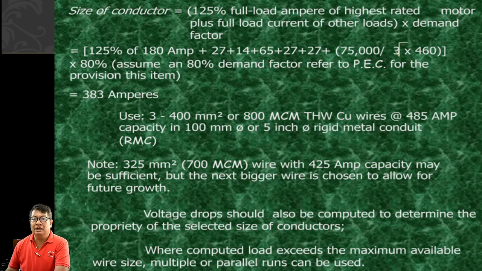Unang-una, to determine the size of the conductor, again, we have 100% full load ampere of the highest rated motor. Okay, tignan natin kung saan ba doon ang pinakamalaki na rating ng motor natin. Okay, so 125% yung pinaka-highest rated na motor. Okay. And then plus the full load current rating of the other loads, no? And then times the demand factor. Mayroon naman tayong demand factor eh. So titingnan natin dito sa mga motor natin.